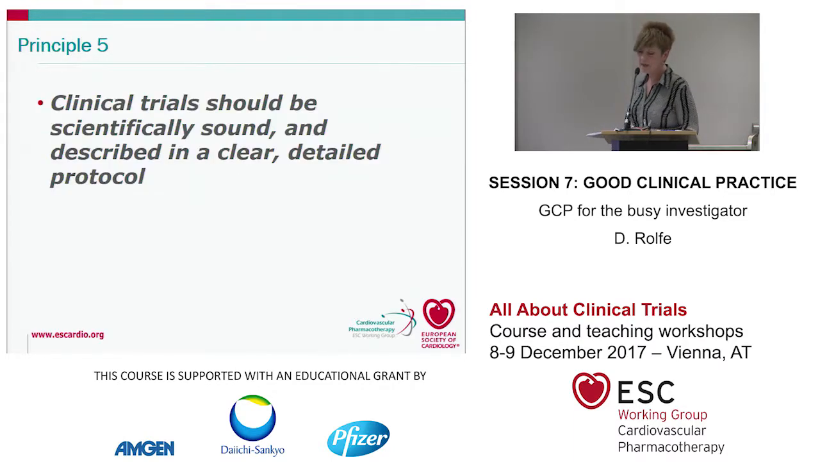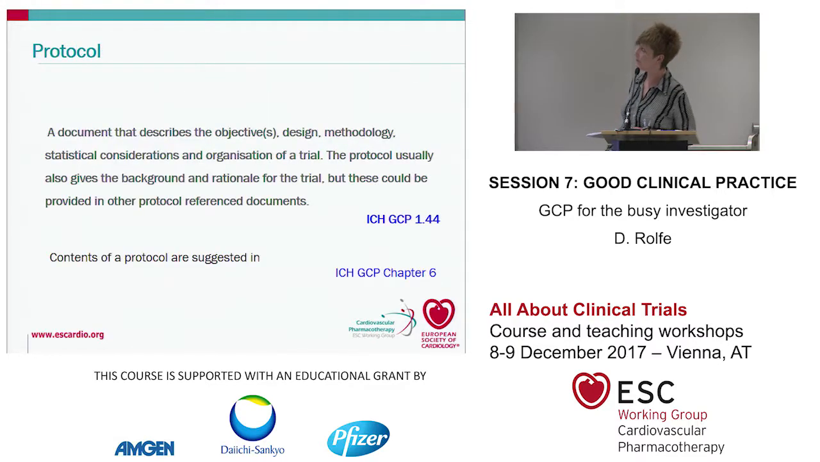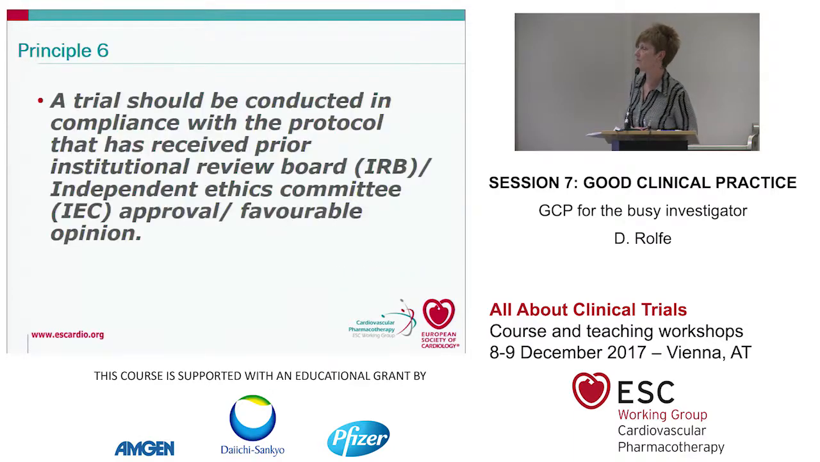Principle 5, clinical trials should be scientifically sound and described in a clear and detailed protocol. So you've got the protocol definition there: a document that describes the objectives, design, methodology, statistical considerations, and organisation of a trial. The protocol usually also gives the background and rationale for the trial, but these could be provided in other protocol reference documents. And again, in ICH GCP, the contents of the protocol are described in Chapter 6.